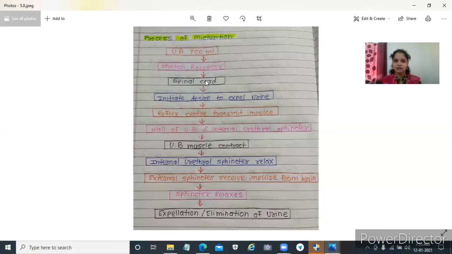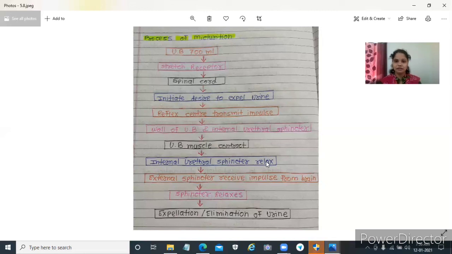Now, in the spinal cord there is a micturition center. It initiates the desire to expel urine, and at that time the reflex center, which is located in the spinal cord, transmits such an impulse toward the wall of the urinary bladder and the internal urethral sphincter. The internal urethral sphincter receives that impulse, and due to that, the urinary bladder muscles contract. Now this internal urethral sphincter gets relaxed.